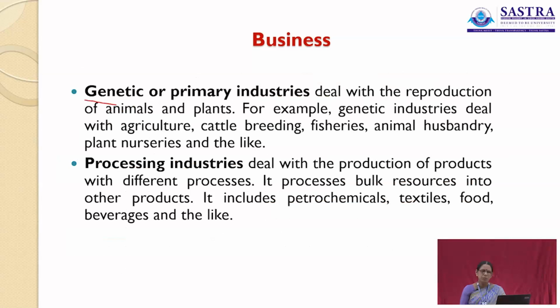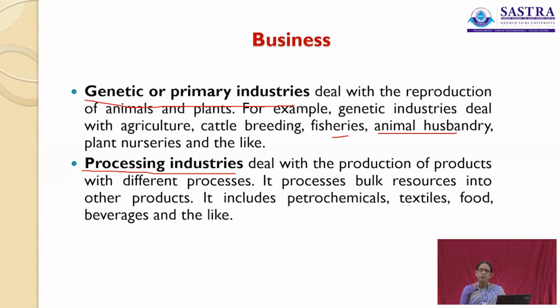Next comes the genetic or primary industries. These industries deal with the reproduction of plants and animals. The best examples are cattle breeding, fisheries, animal husbandry, plant nurseries, agriculture, horticulture, etc. Next comes the processing industries. Processing industries deal with the production of goods through different processes. Say any manufacturing industry may be a processing industry. That is, its manufacturing process will pass through different stages. Assume we have 4 stages.